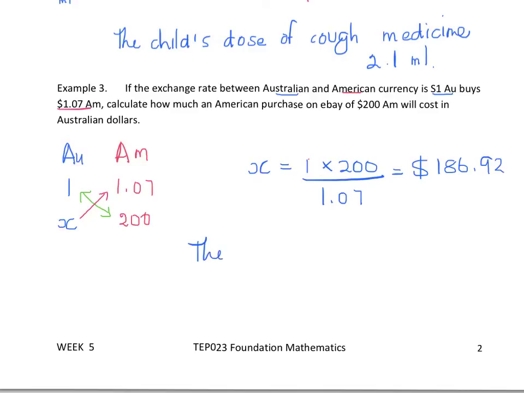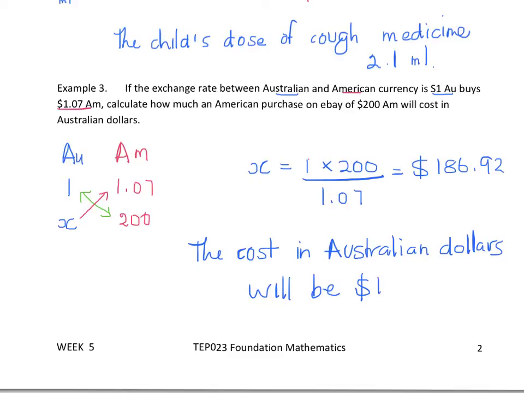So again, the cost in Australian dollars will be $186.92. Because the question is given to me in words, hence once I calculate the answer, I should give my answer in words as well.